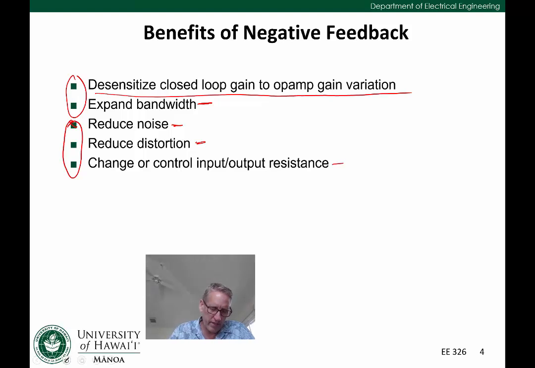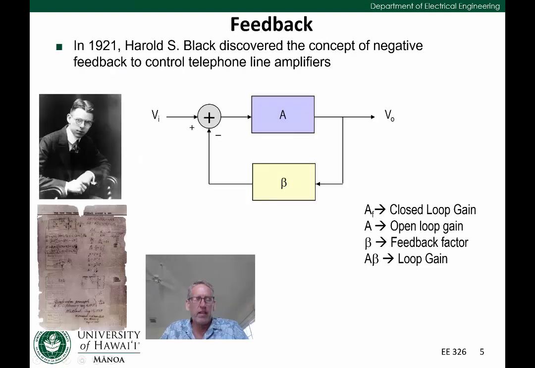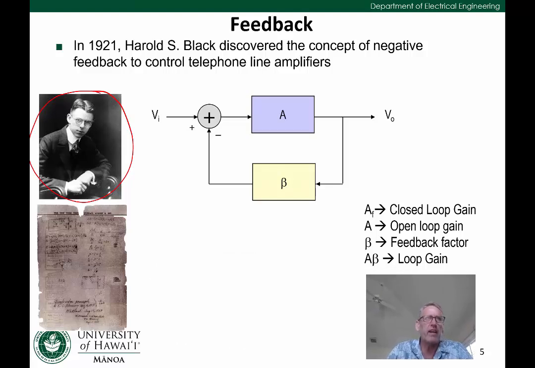All right, so let's talk a little bit more about feedback. This concept of negative feedback was discovered in 1921 by an electrical engineer who was working at Bell Labs named Harold Black. This picture here is shown on the left. And the story goes that he was taking the ferry to New York from New Jersey across the Hudson, and he was bored, and the only thing he had was an old New York Times. And he jotted down this concept of negative feedback on the New York Times. This is the image of it on the left here.